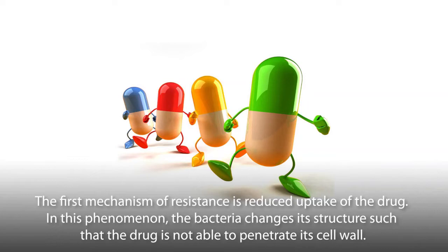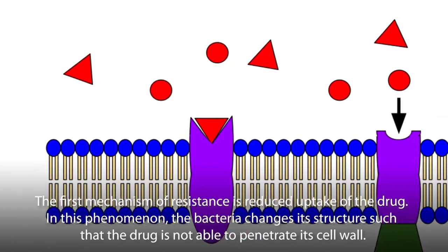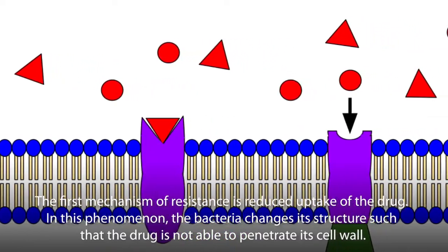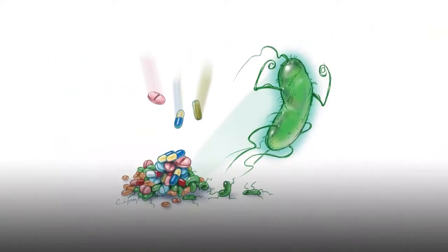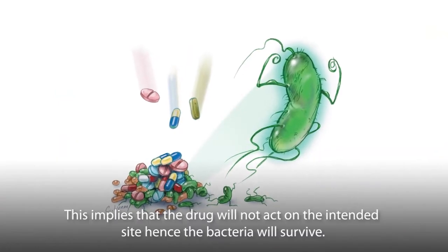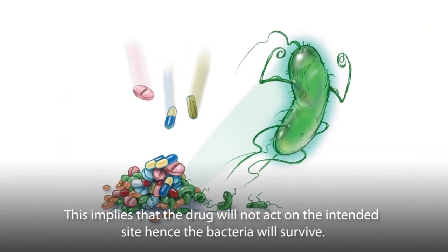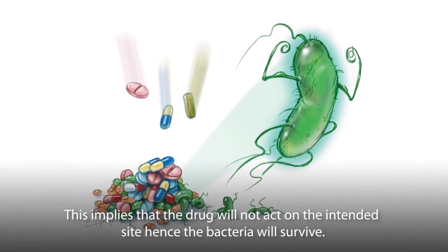The first mechanism of resistance is reduced uptake of the drug. In this phenomenon, the bacteria changes its structure such that the drug is not able to penetrate its cell wall. This implies that the drug will not act on the intended site, hence the bacteria will survive.